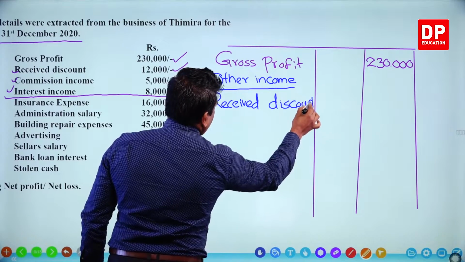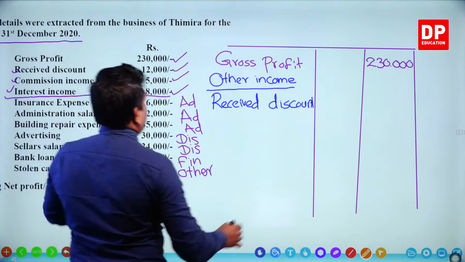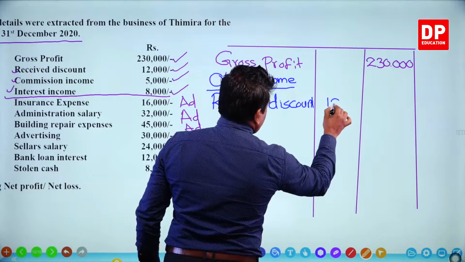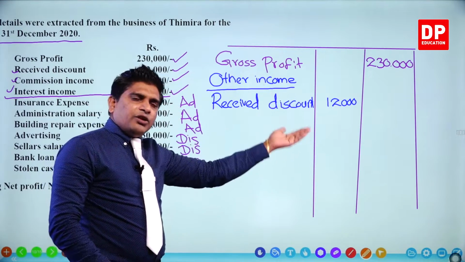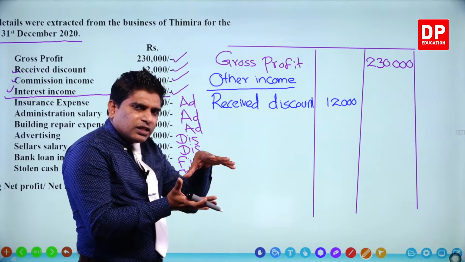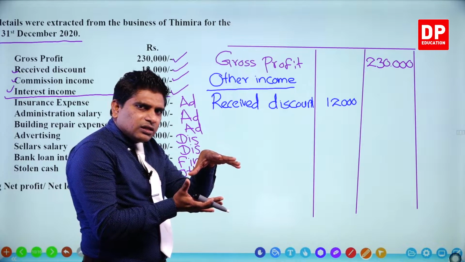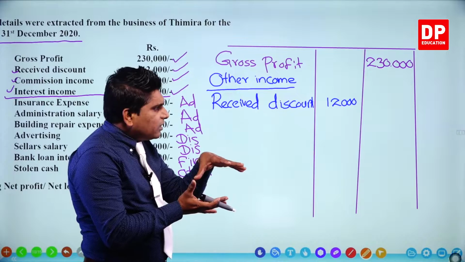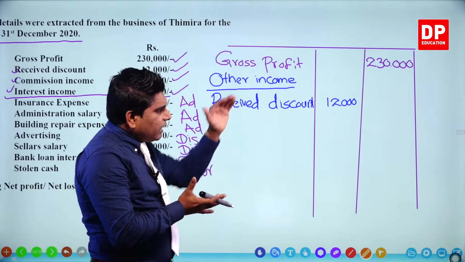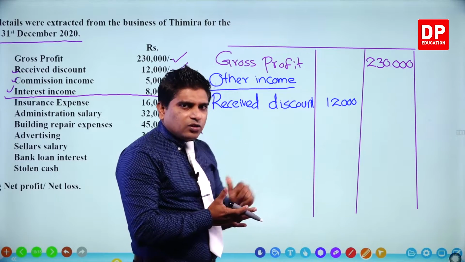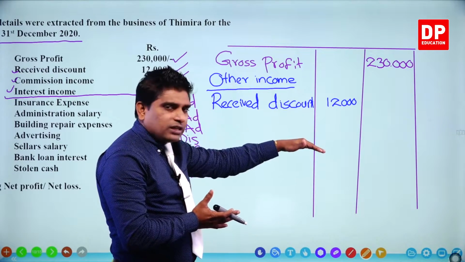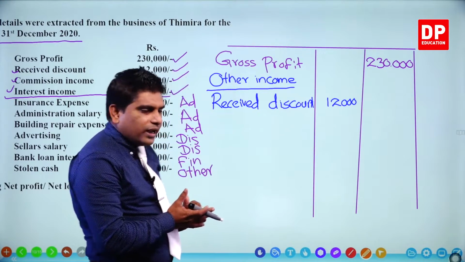Received discount. How much? 12,000. Why do we put it in the first column? Because this first column we can use to get the total of the income category. The income we can write one by one, and the total income we bring to the second column. If you write the incomes one by one here, it's easy to get the total, right?